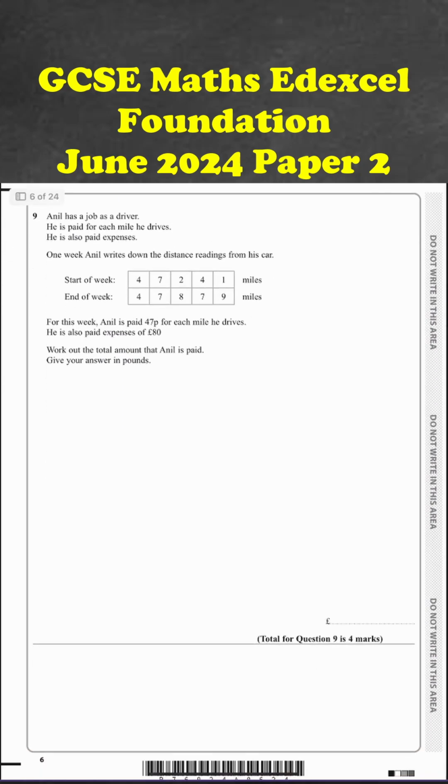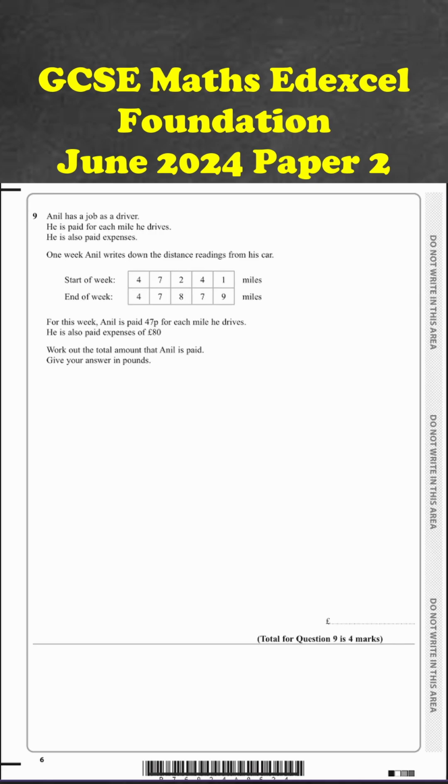Question 9. Anil has a job as a driver. He is paid for each mile he drives. He is also paid expenses. One week, he writes down the distance readings from his car, start of the week, end of the week. For this week, he is paid 47p for each mile he drives. He is also paid expenses of £80. Work out the total amount he is paid. Give your answer in pounds.